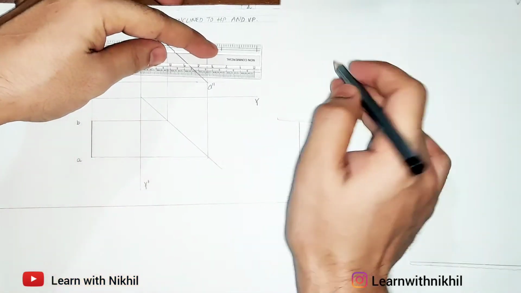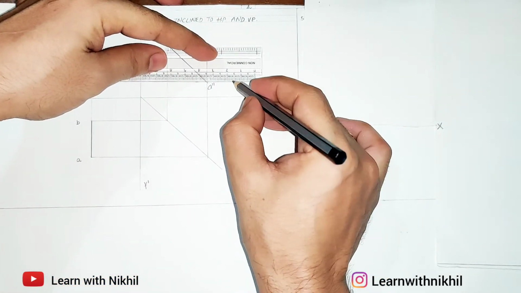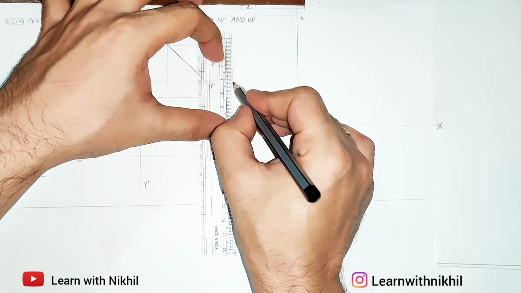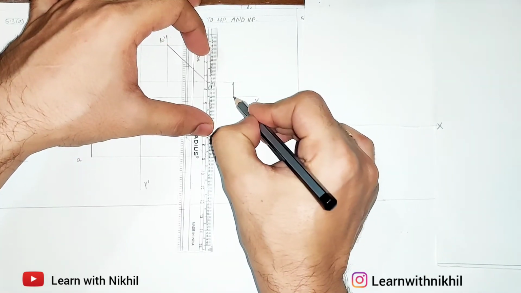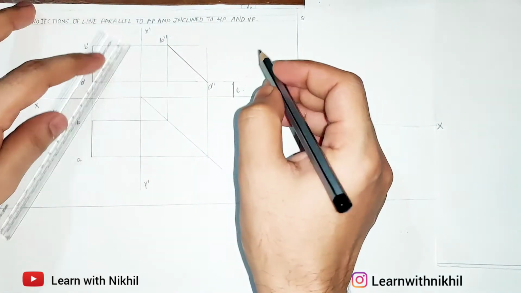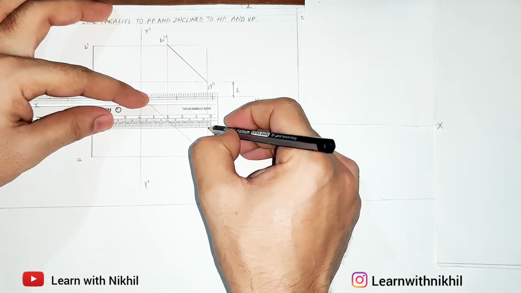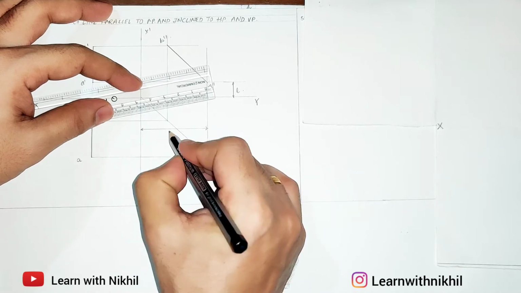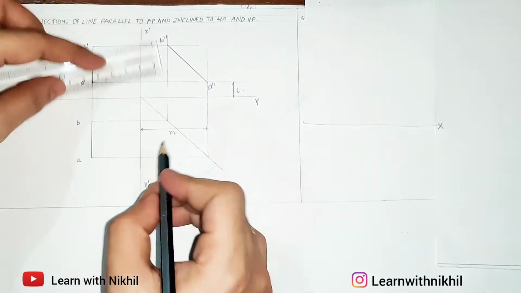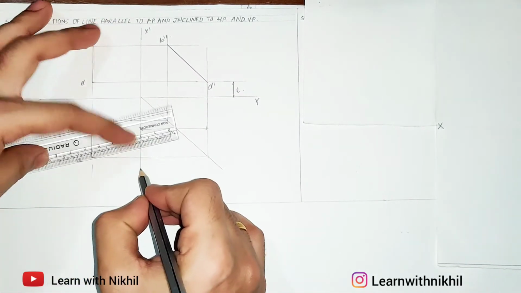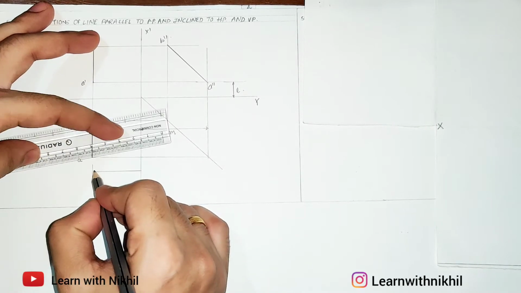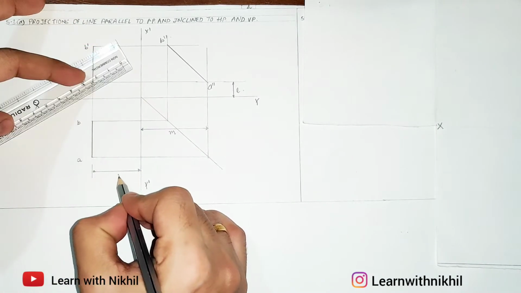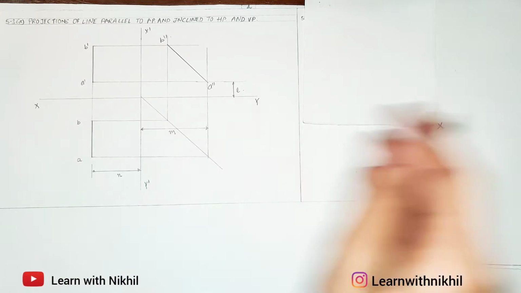Now the distance L can be written here also. Line above the horizontal plane. This is distance L. This is distance M. And this distance is denoted by N.